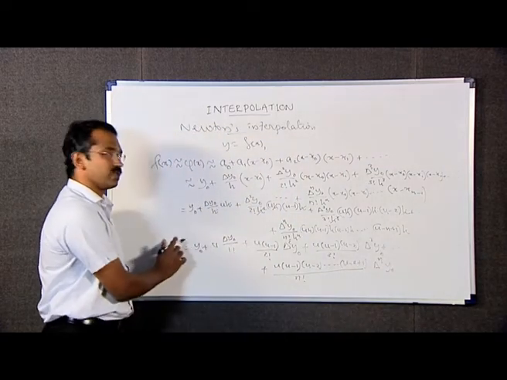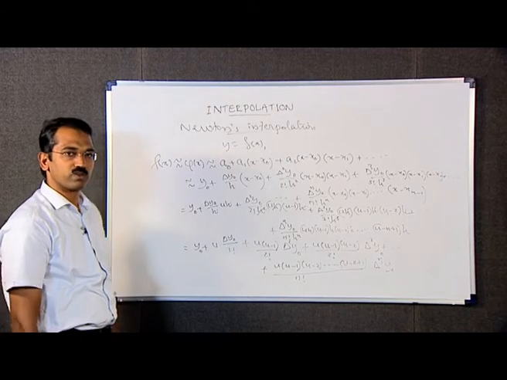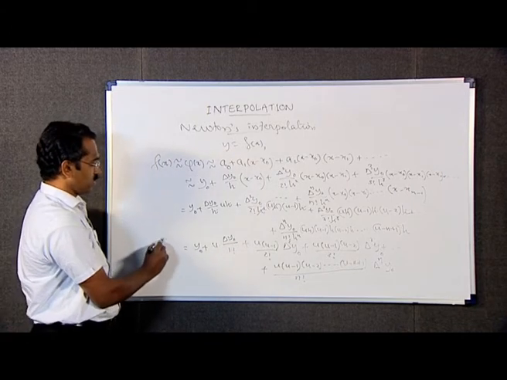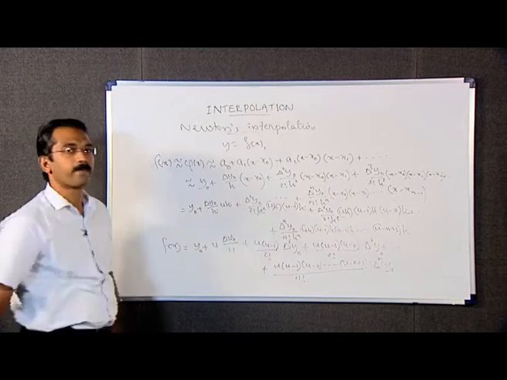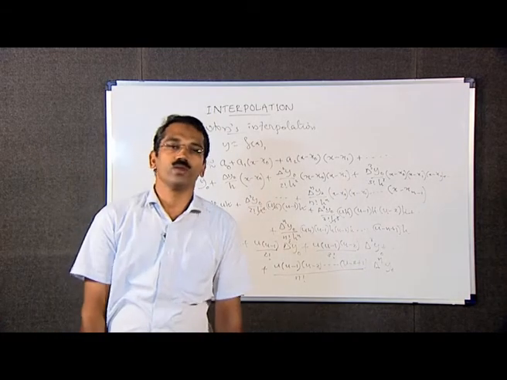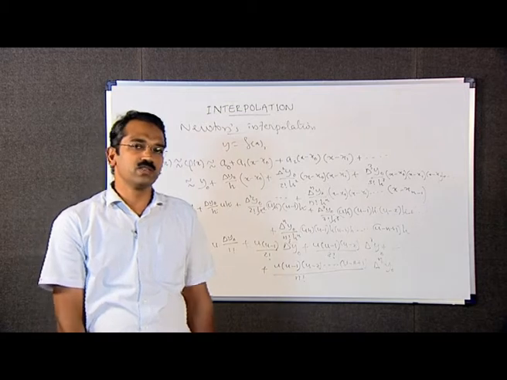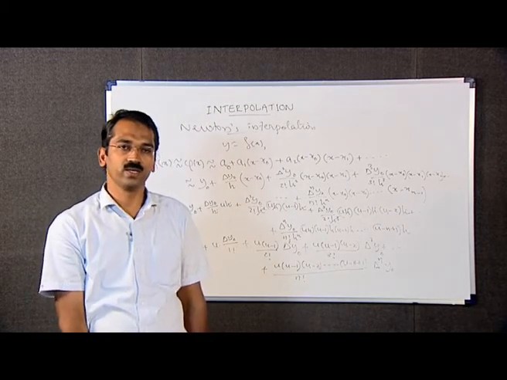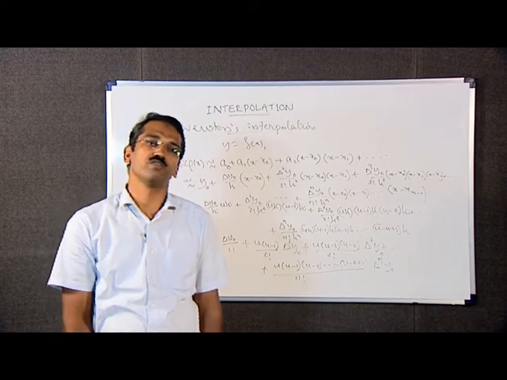This formula is known as Newton's forward interpolation formula. This is the Newton's interpolation formula. The Newton's interpolation formula is used to interpolate the values of y near the beginning of a set of tabular values.